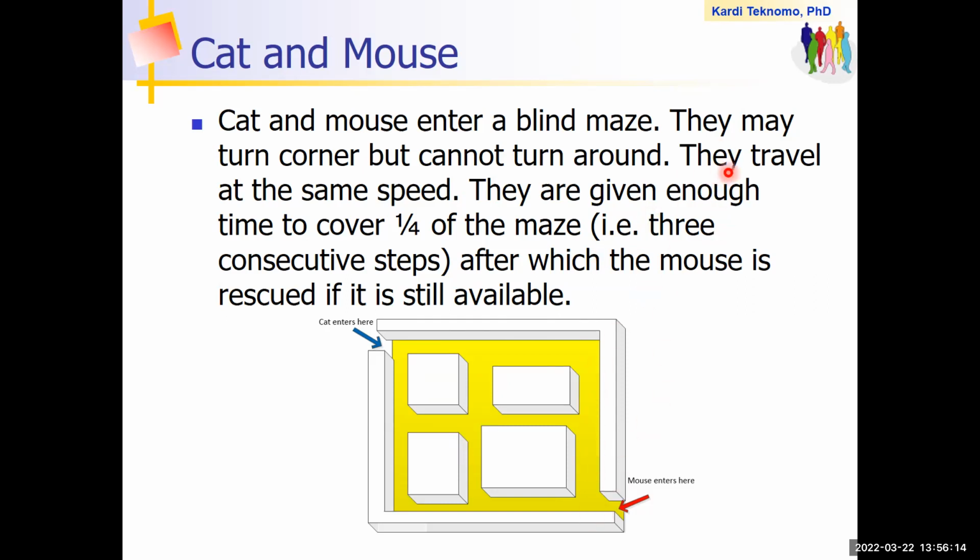They also travel at the same speed. They are given enough time to cover 1/4 of the maze, meaning 3 consecutive steps. After that, the mouse will be rescued if still available, otherwise the mouse is dead.